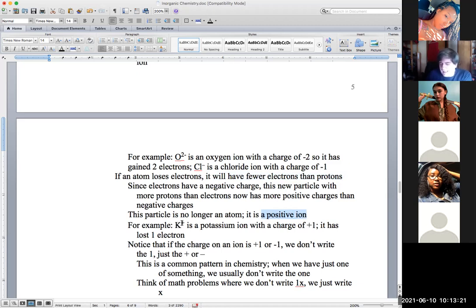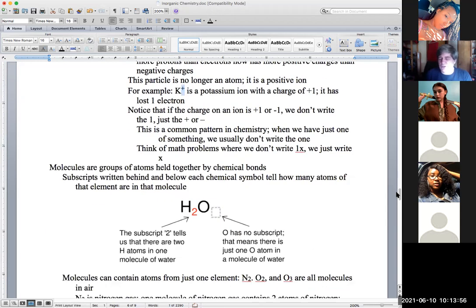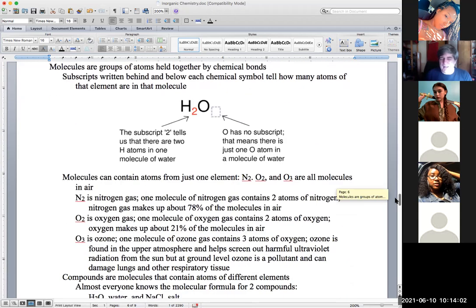So for example, K+ is a potassium ion, and it has a charge of +1, which means it's lost 1 electron. Notice this is another example where we're not writing that 1 in there. We just write plus. We understand that it's a 1. If it's not 1, if it should be +2 or +3, we're going to put the 2 or 3 in there. And this is going to be a common pattern. We're going to be seeing a lot of examples as we discuss chemistry where when there's 1 of something, we don't write 1. We just understand it's 1 if we don't have any number associated with it. So we want to keep that in mind.